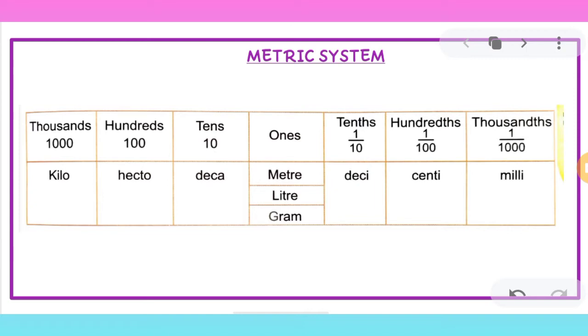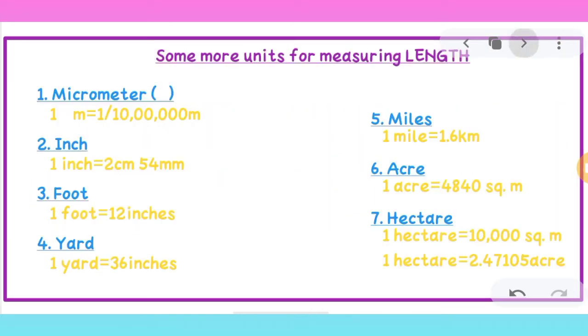Now let's see some more units for measuring length. First is our micrometer. The term micro is generally used for very small things. So when we have to measure such things which are very small that we cannot see with our naked eyes, we use this micrometer.